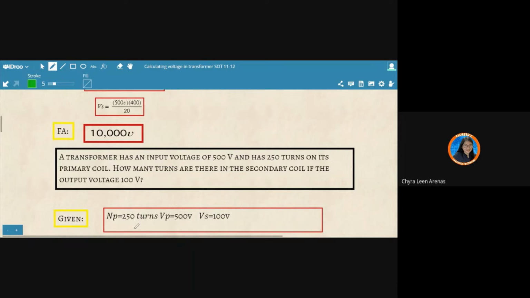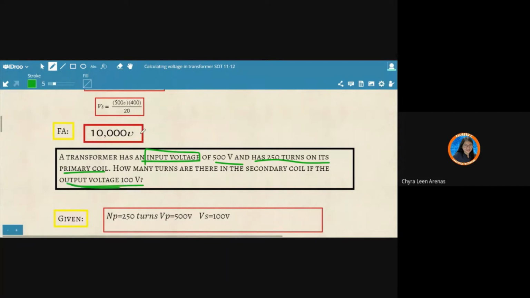So the given that we have are NP is equal to 250. Why does NP become 250? It said here, it has 250 turns on its primary coil. So, you have to indicate it there. Next, your VP is 500 volts. Why does it become 500 volts? Because it said here that your input voltage is 500 volts. And you have here, output voltage is 100 volts.